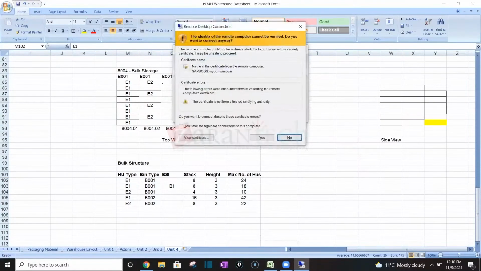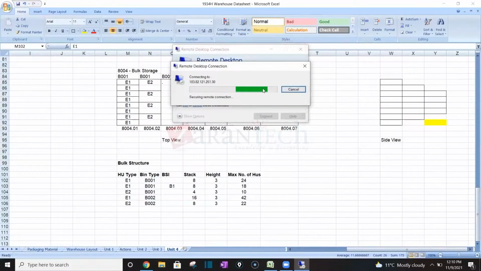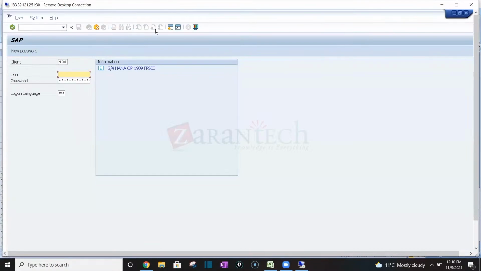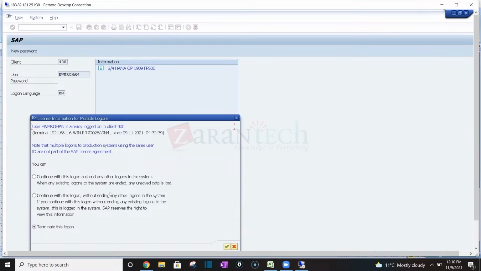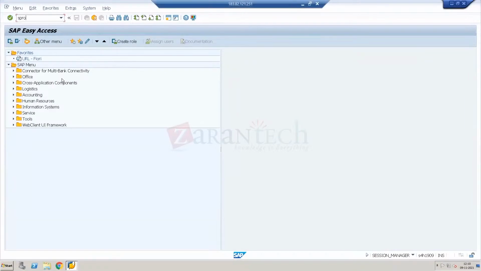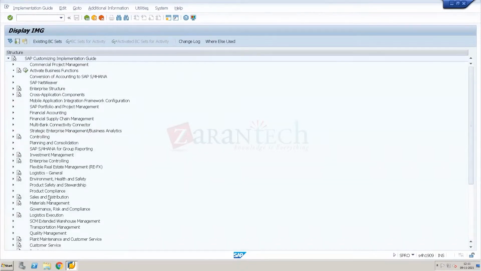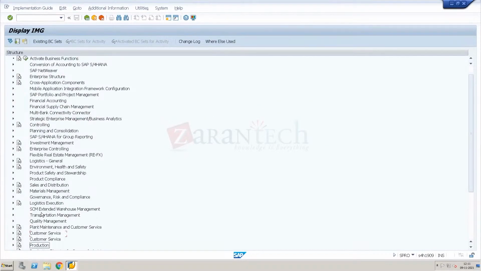I'll show you where we can configure bulk storage. How will the system know that this storage type is a bulk storage type? Okay, just 1 minute. And then, for that bulk storage type, this additional structure configuration is required. Where do we do that? Let's see that first.